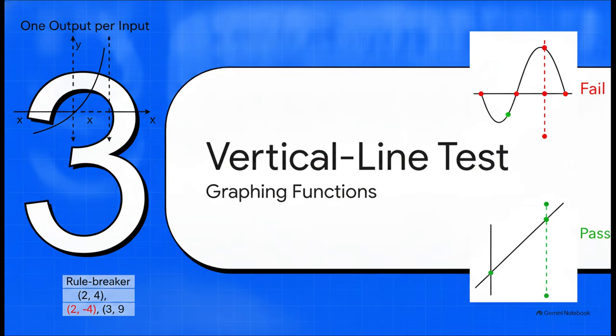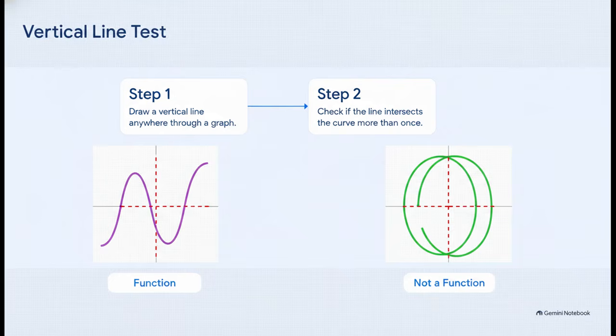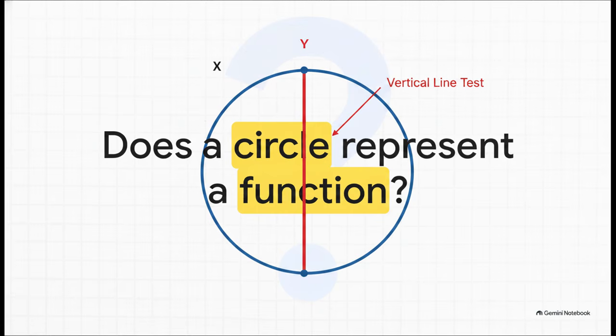Moving on to Section 3, the vertical line test. Spotting that rule breaker is absolutely crucial, and there's actually a fast visual trick for finding them on a graph. To use the vertical line test, just imagine dropping a perfectly straight vertical line anywhere through your graph. If that vertical line hits the curve or the points more than once, it fails the function test. Why? Well, because hitting it twice means that for that single x input on the horizontal axis, there are two different y outputs.